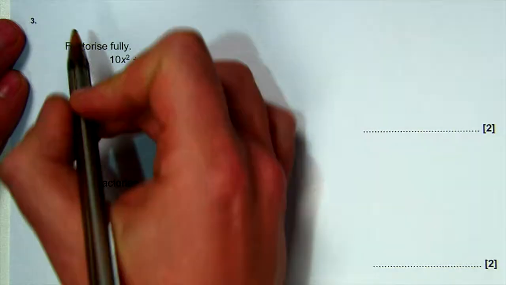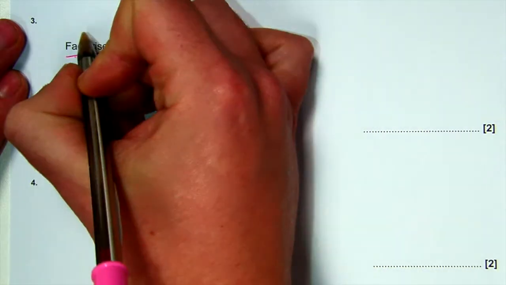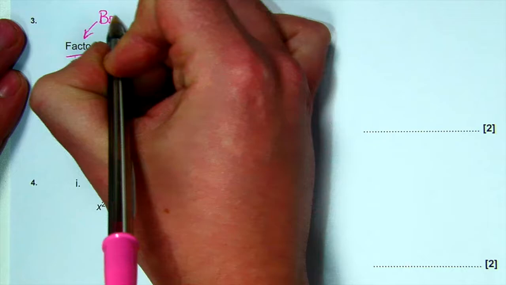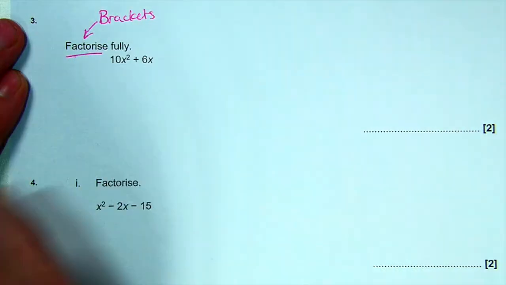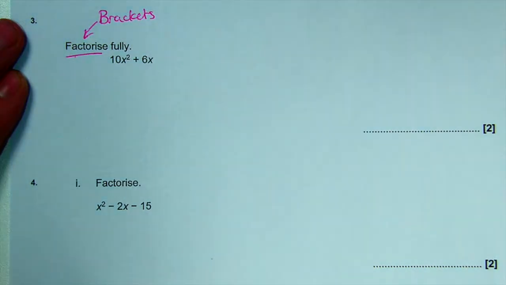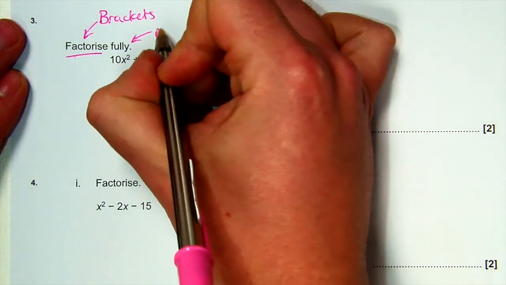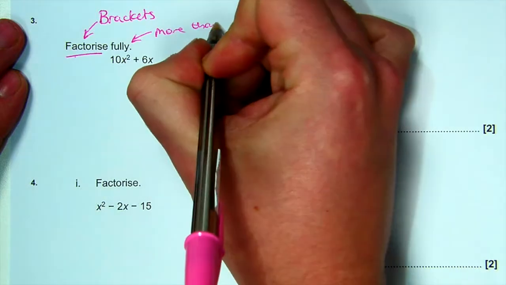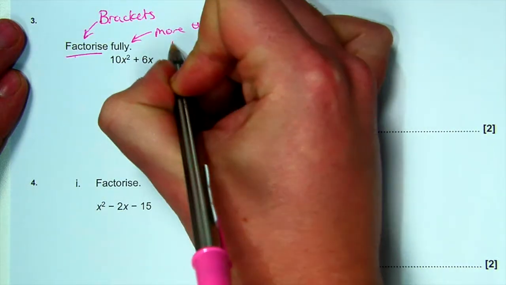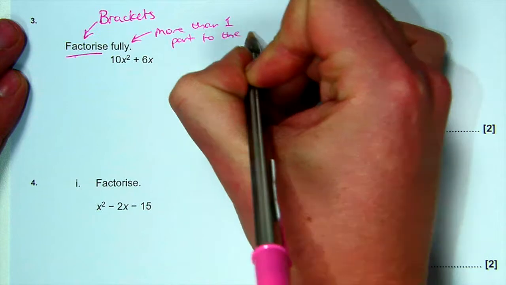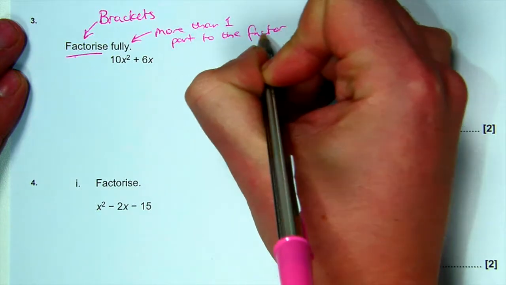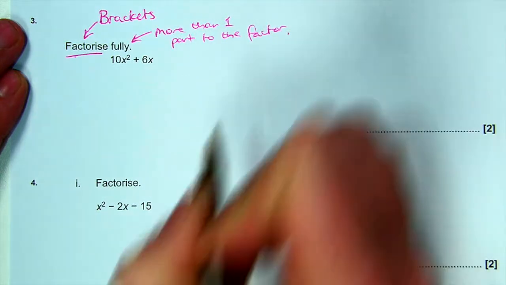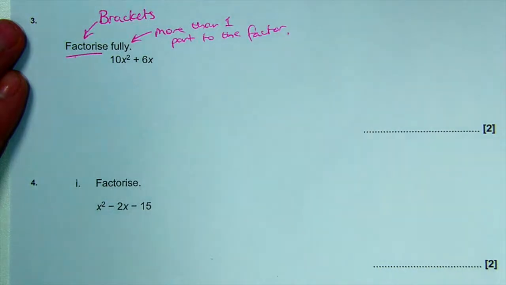Both words are important. The word factorise means your answer is going to end up with some brackets in it. Taking out factors and ending up with brackets. Fully is a bit of a clue to tell us there's going to be more than one part to the factor. Now that might be a bit confusing to you at the minute, but hopefully it'll become clear during this video.